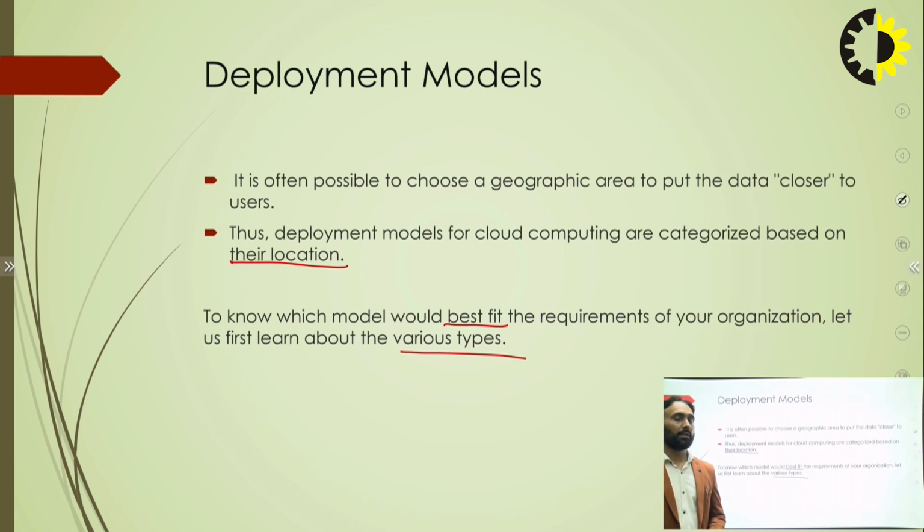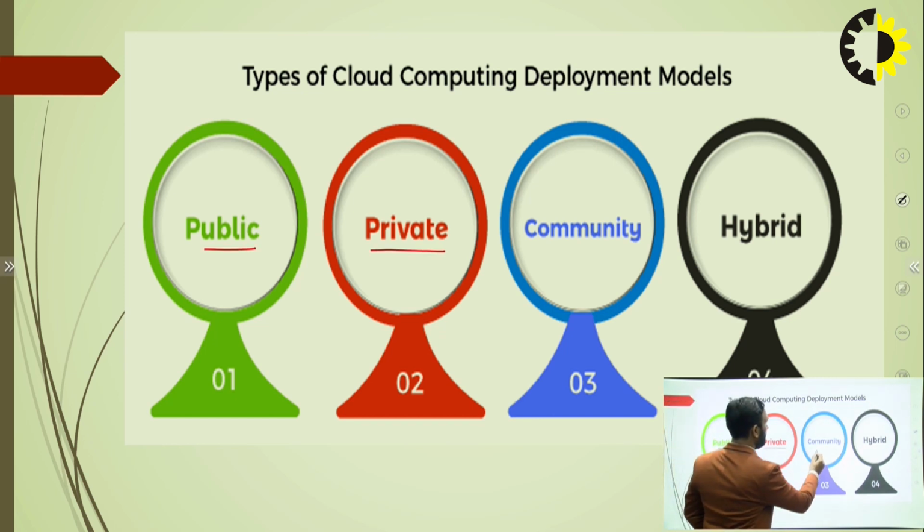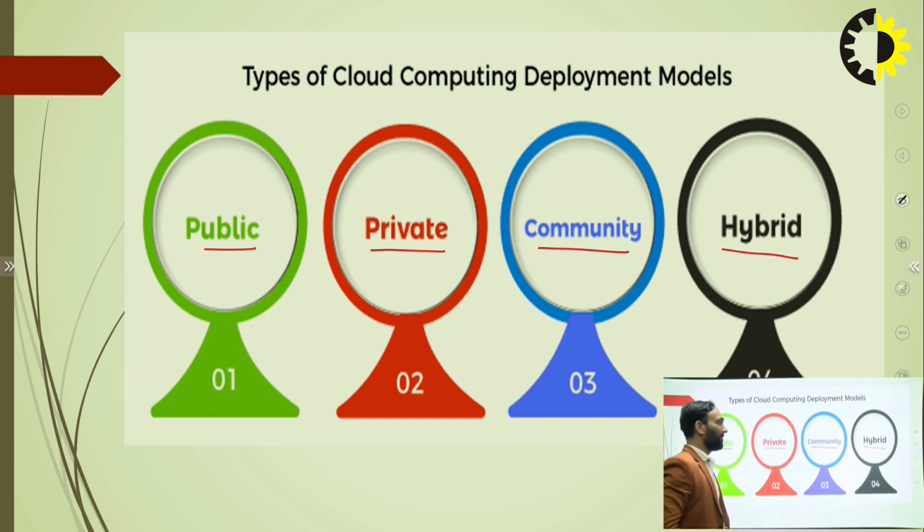So, first we will finalize the requirement: at which organization, who is the end user, and what is the geographical location of the organization. A few factors will be helpful to identify which model is best suited for the concerned organization. Here we have four models, as I said. One is public cloud, second is private cloud, third is known as community cloud, and fourth is hybrid cloud.